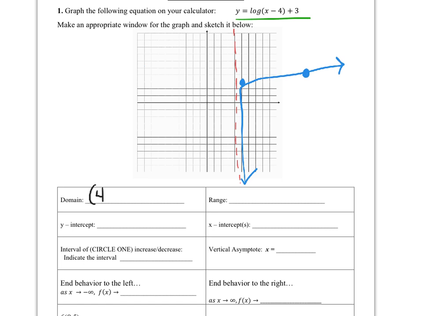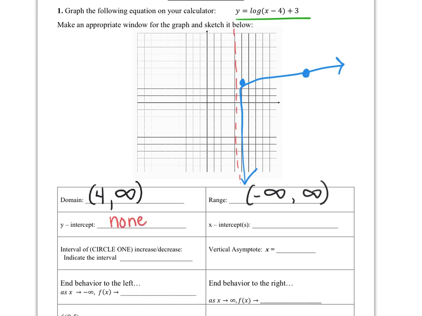not include the asymptote. So it is going to go from 4 to positive infinity. So no bracket, just a parentheses. The range is all real numbers. It comes up from negative infinity and it will continue to positive infinity. The y-intercept, because of where this asymptote is, this graph will never intercept this axis. It will never cross the axis because it can't ever cross the asymptote. So for this graph, there is no y-intercept.